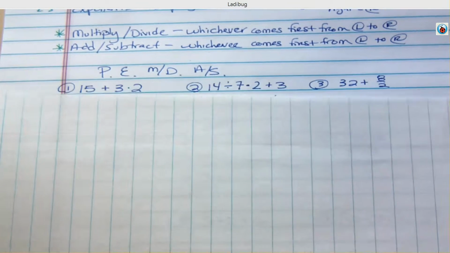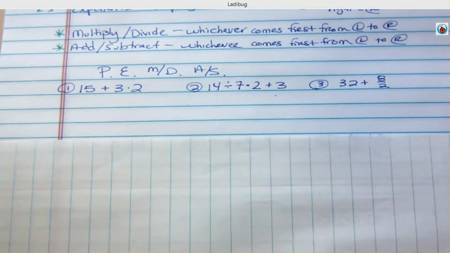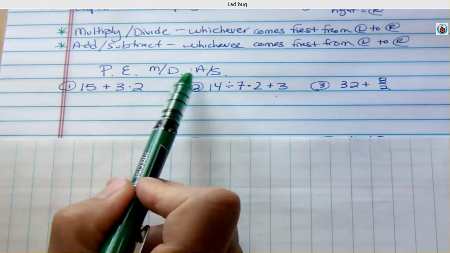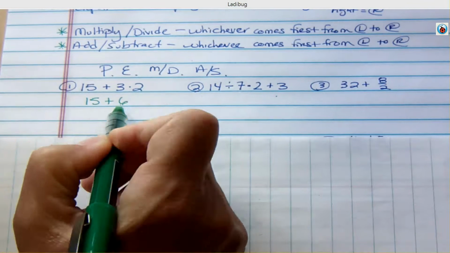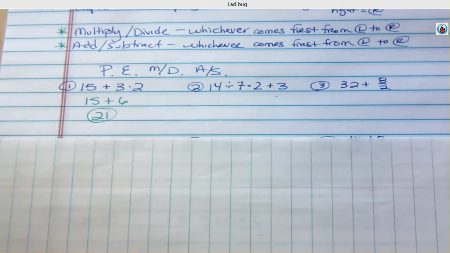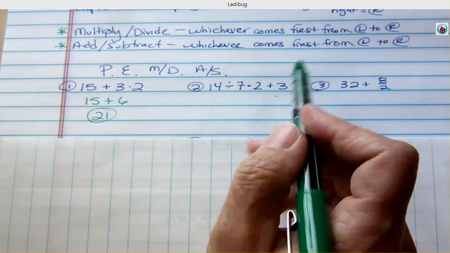Okay, so let's take a look at some problems where we have to do this. In the first one here, we have addition and we have multiplication. Multiplication always comes before addition, so we're going to do 3 times 2 is 6, and then we're going to add those together to get 21. Of course, you can put that in your calculator to check, but you should be able to do these in your head without using your calculator.